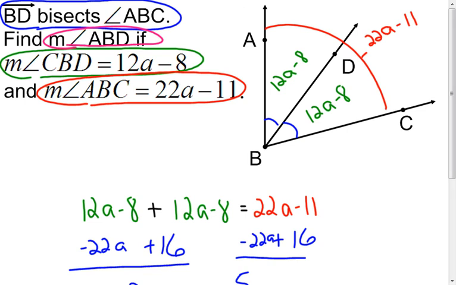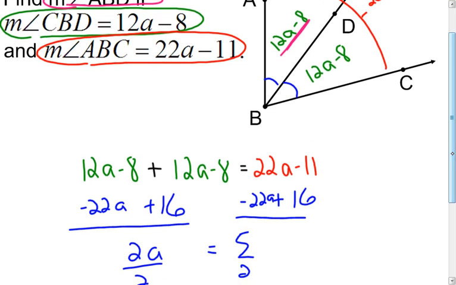Angle ABD, that's this one. So what I can do is just plug it back in. I can take 12 times what I just figured out for a, 2.5, or I'm going to use 5 halves, because in this case it's easier for me to work with the fractions. Then I subtract the 8. When multiplying fractions, I have 12 in the numerator and 2 in the denominator. That 2 divides out to be 1, and the 12 divides out to be 6. Now I have 30 minus 8, which comes out to be 22.